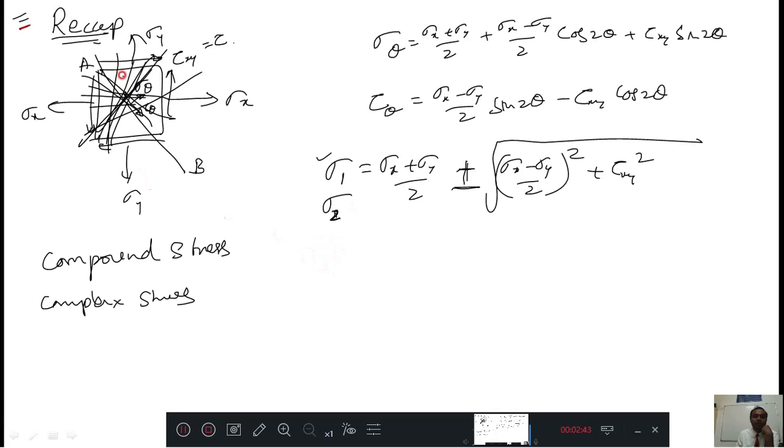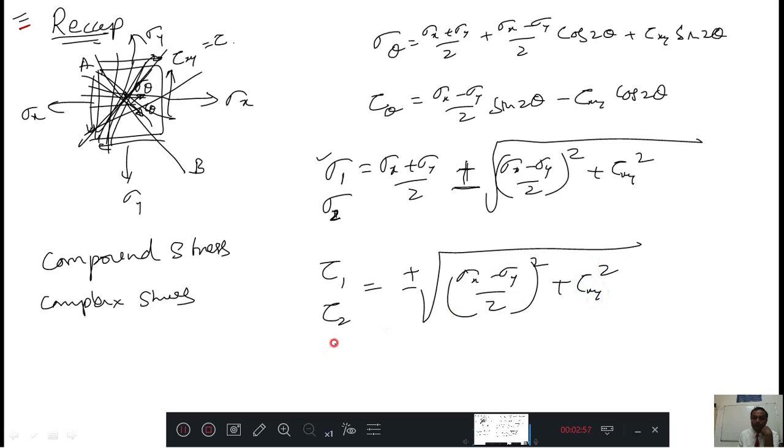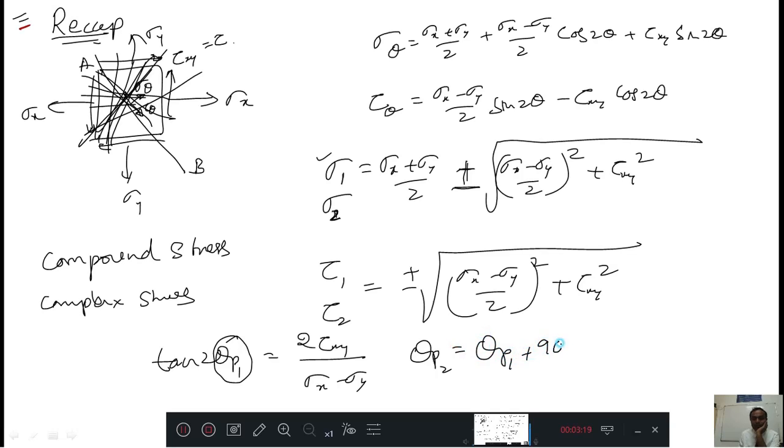Then there will be another two planes, on which shear will be maximum and minimum, equal to plus or minus square root of ((sigma x minus sigma y) by 2) whole square plus tau xy square. The orientation of the principal plane we also derived: tan 2 theta p1 equals 2 tau xy divided by (sigma x minus sigma y). This is the major principal plane, and the minor principal plane will be theta p2 equals theta p1 plus 90 degrees. The maximum shear plane will be theta p1 plus 45 degrees, and theta s2, the minimum shear plane, will be theta p2 plus 45 degrees.